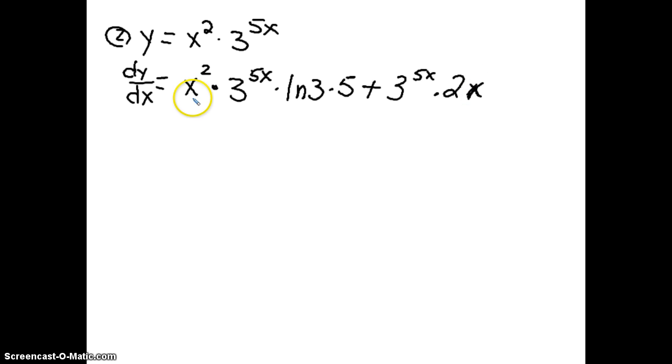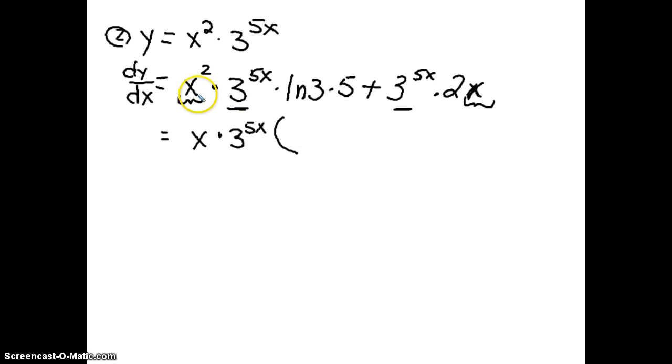Okay. So now I'm going to do the same thing we always did. I'm going to look for things to factor out. There's a 3 to the 5x in common, and there's x to a power in common. So we can factor it a little bit. We can pull out an x, and we can pull out a 3 to the 5x.